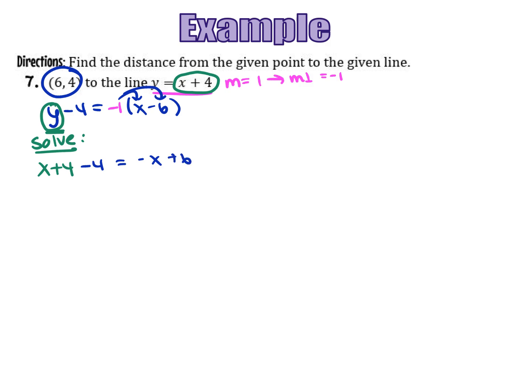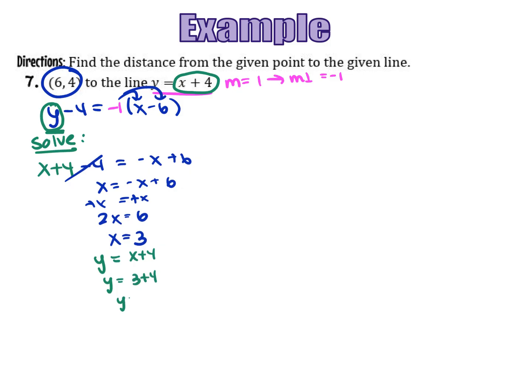So now, if I add 4 and negative 4, I'm going to get x equals negative x plus 6. I'm going to add x on both sides, which is going to give me 2x equals 6, which means that x is equal to 3. If x is equal to 3 and y is equal to x plus 4, that means y is going to equal 3 plus 4, so y is going to be 7. So we just did all of this work to find the coordinate of where we are going to intersect. And I'm just going to, again, write the word intersect.